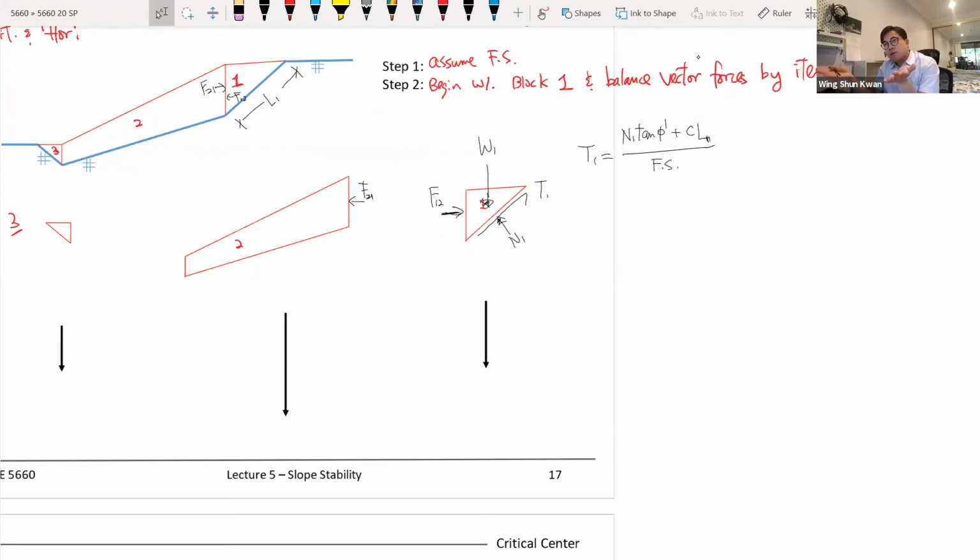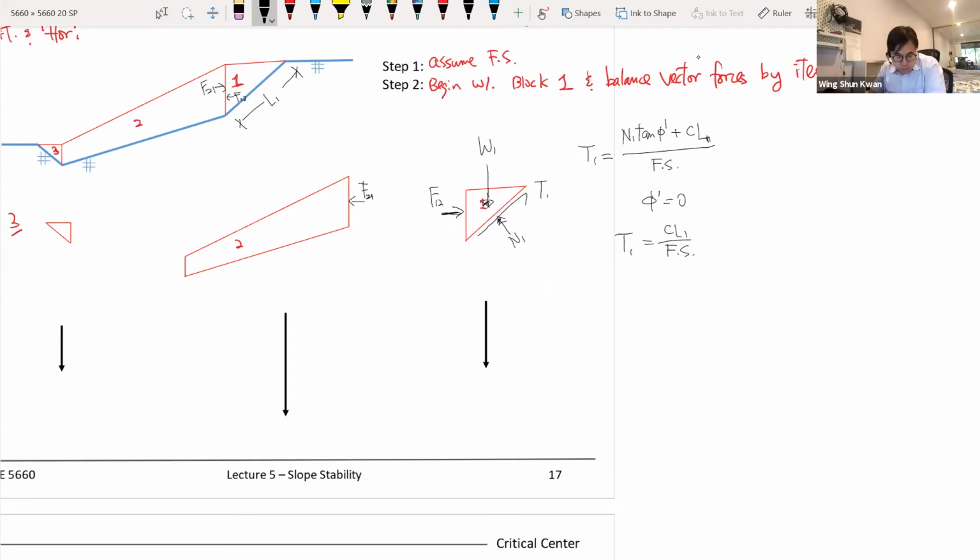So if you assume one value and at the end of the day you realize you're far off, then you will go back to try another one, and after a couple of times, you will get a sense of what type of factor of safety you should use. So this type of analysis is quite tedious. But anyways, you know T1, and if phi equals 0, then your T1 will equal CL1 over factor of safety. That will make our life a little bit easier if this is a cohesive material.